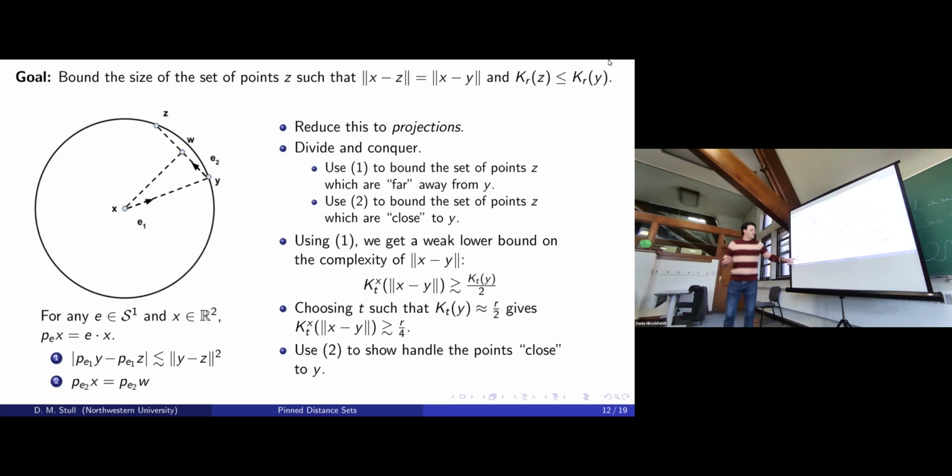The second way projections come into play is that if you take the midpoint W between Z and Y, it has the exact same projection as X if you're talking about E2.